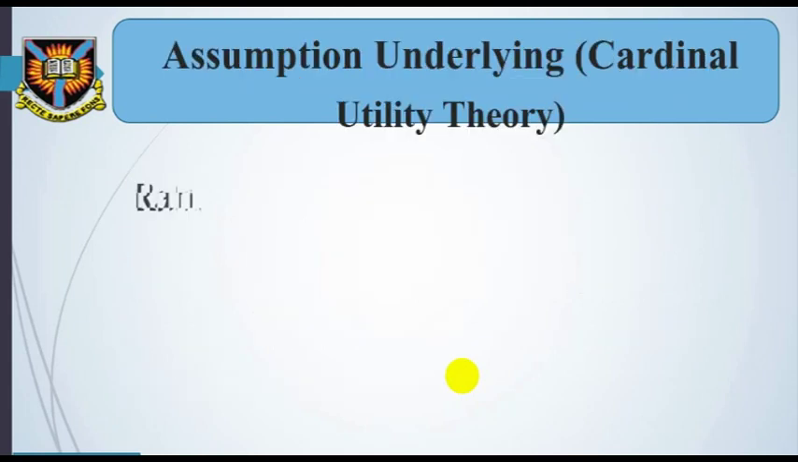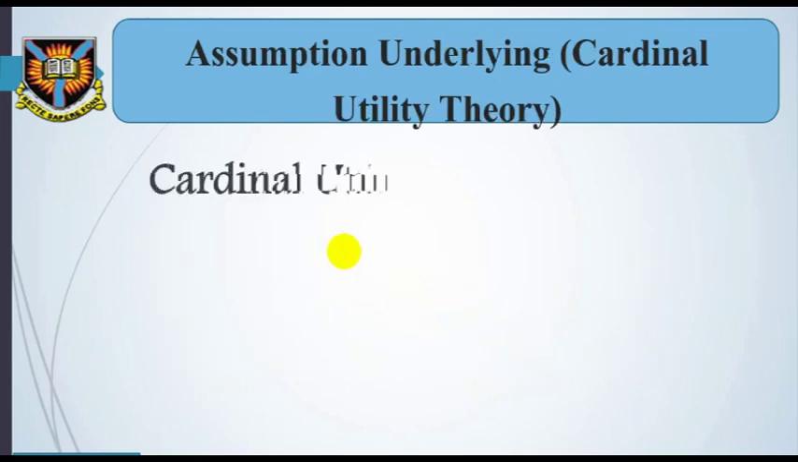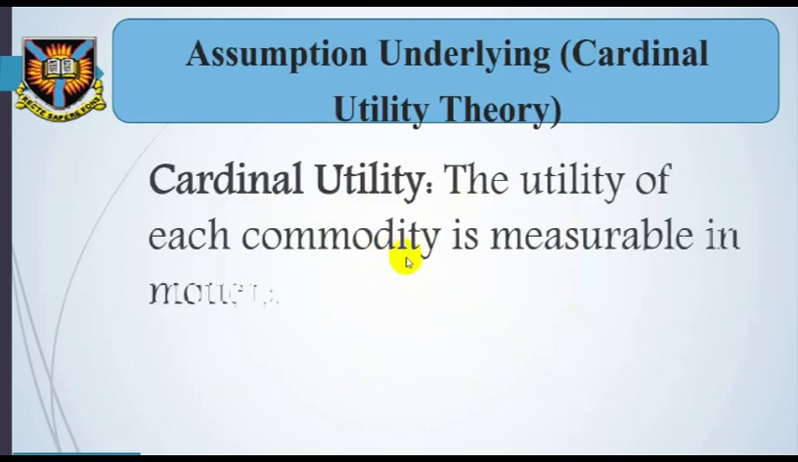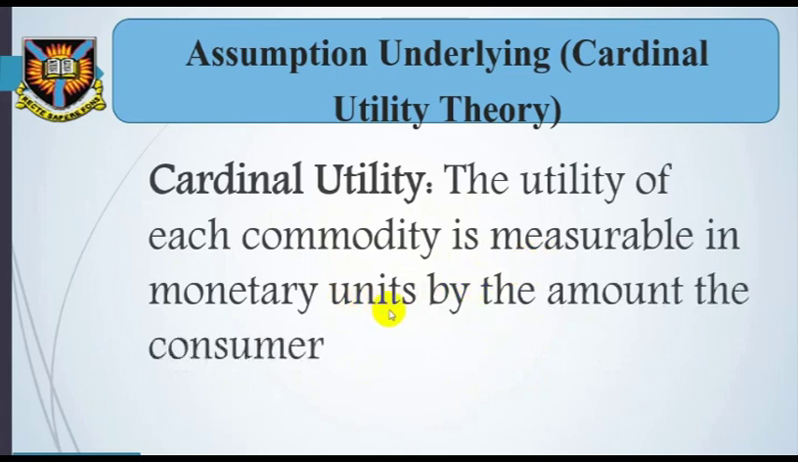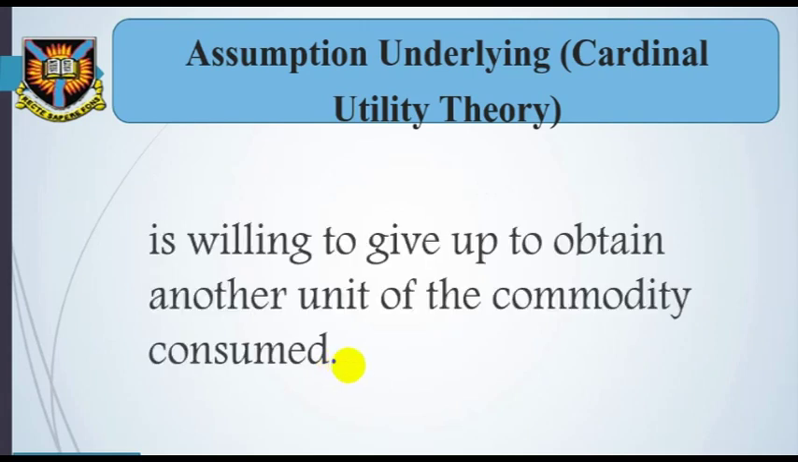Assumption underlying cardinal utility theory. The main assumptions are 1. Rationality. This implies that the consumer aims at the maximization of his utility subject to his budget constraints. 2. Cardinal utility. The utility of each commodity is measurable in monetary units by the amount the consumer is willing to give up to obtain another unit of the commodity consumed.